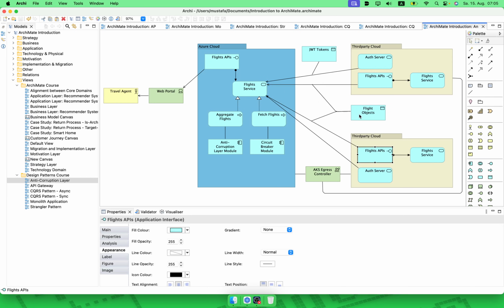The flight APIs deliver flight objects, and these flight objects now are the topic of our discussion. They consist of an identifier, ID, and they have many information about the flights, starting from traveling to start date and time, capacity, etc.